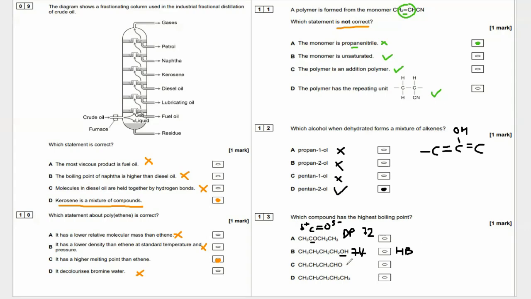Over here, we've got dipole and 72, so it's going to be very similar. And then down here, I've got no hydrogen bonding, no dipoles. I've literally just got van der Waals forces, and it's also got an MR of 72. So over here, it's going to be hydrogen bonding, the strongest intermolecular force, and this has stronger van der Waals forces. Great.